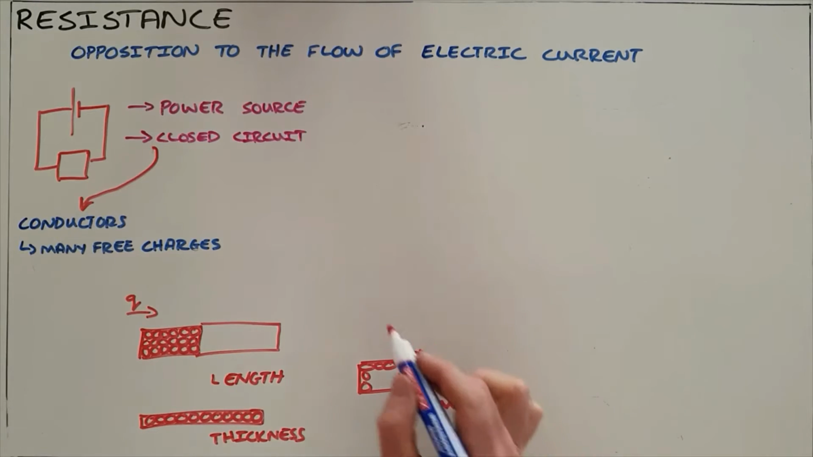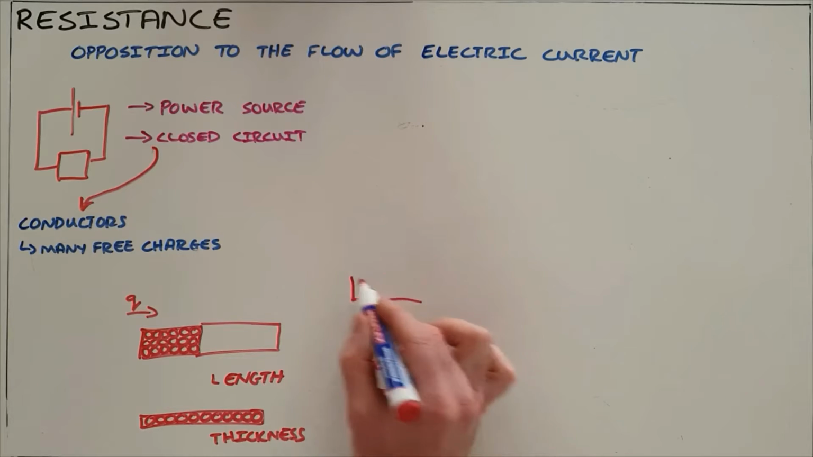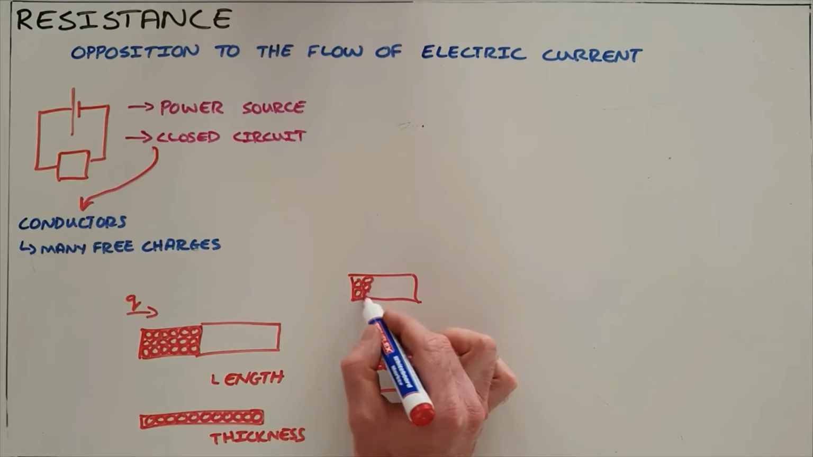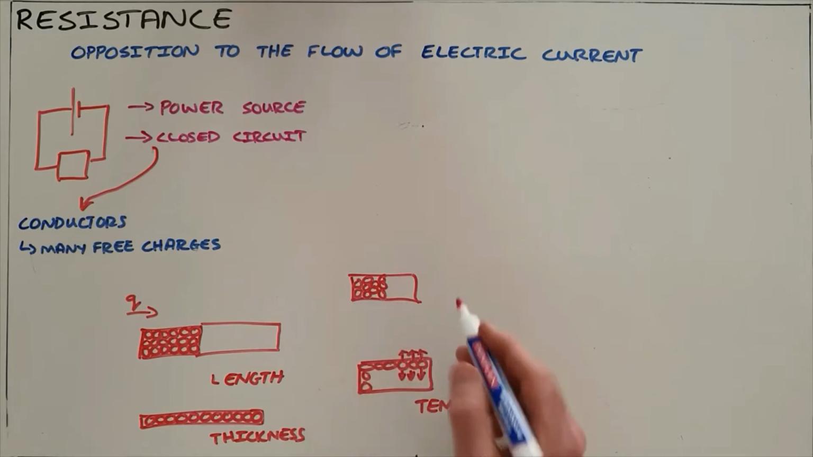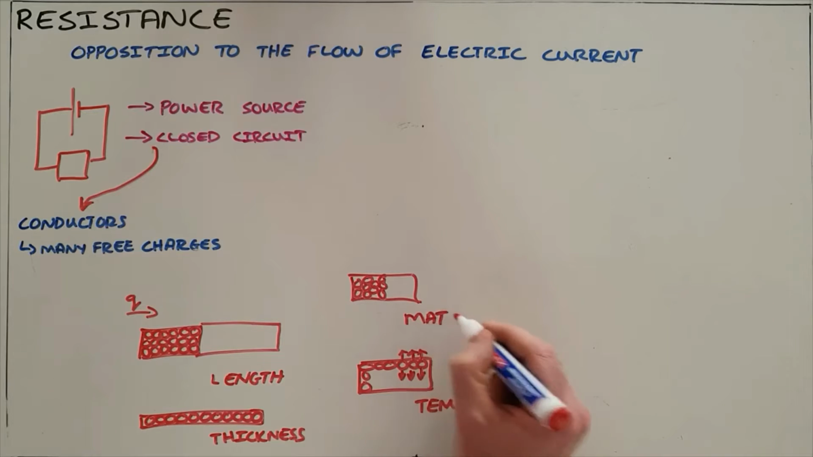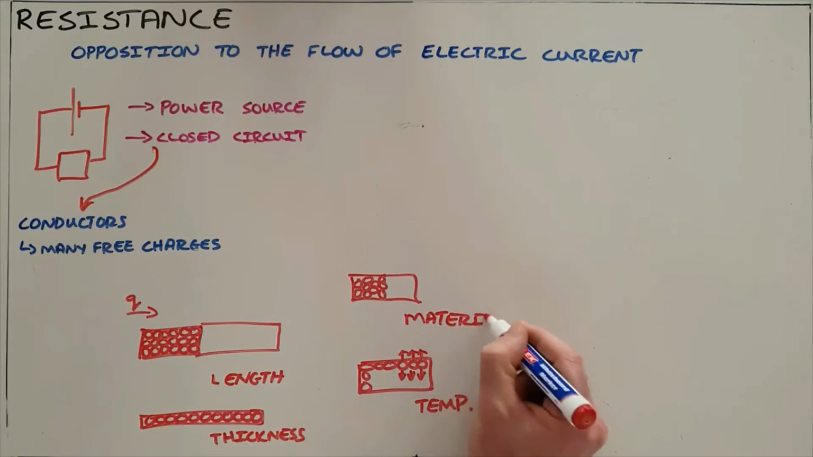And finally, the last factor is the type of material. We know that different materials offer different resistances because they have different arrangements of atoms and molecules, which affects the amount of resistance that it offers.